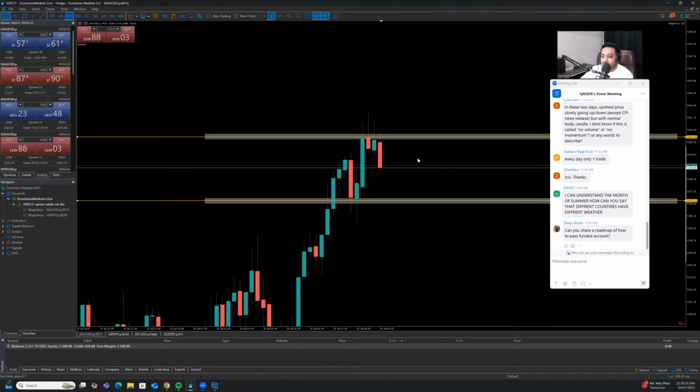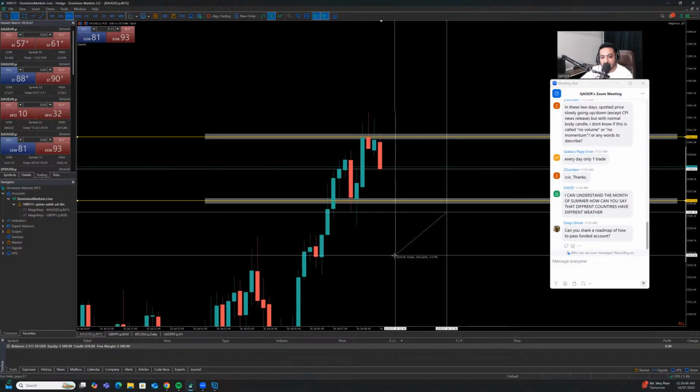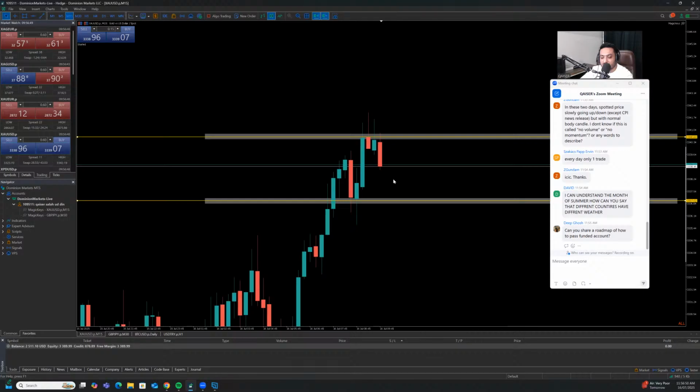If the resistance is formed on 30-minute time frame, then can I take a sell position with risk management? Sells only make sense if you just break and close below this 33, 36. That makes sense for the sells. Right now, there are no sells, no buys. It's just doing consolidation.